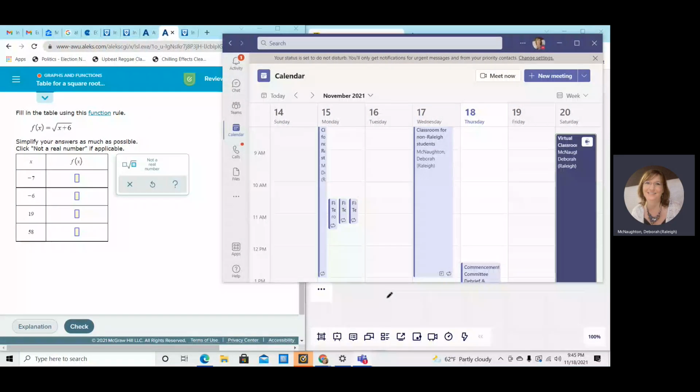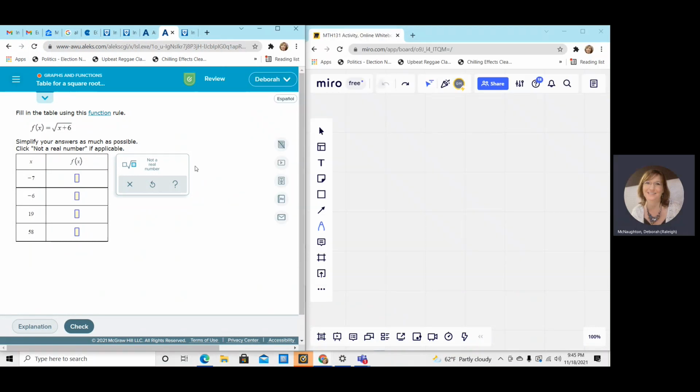All right, so in this video, I want to show you how to solve these square root problems. So how to fill in this table and how to determine whether it's real or not. So first of all, we're going to create the table. So we have two columns.